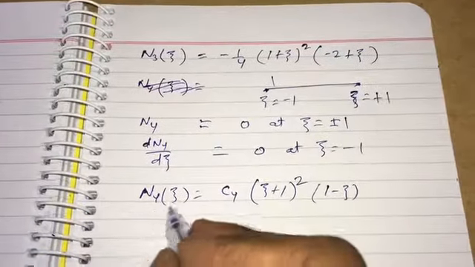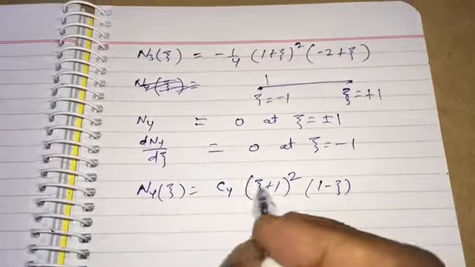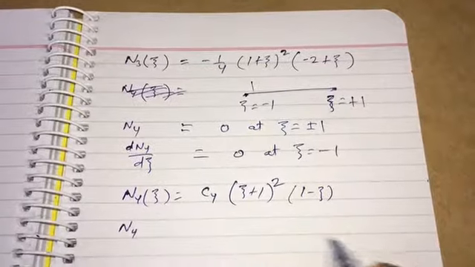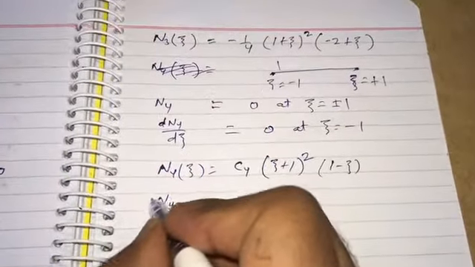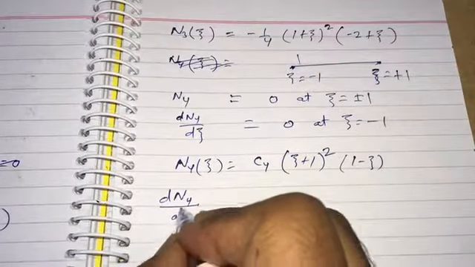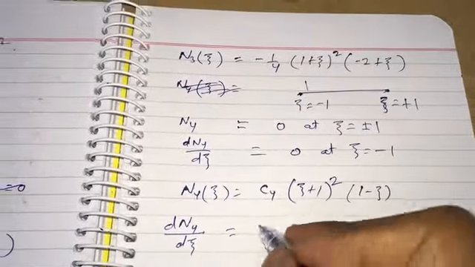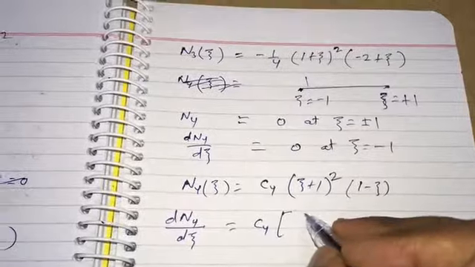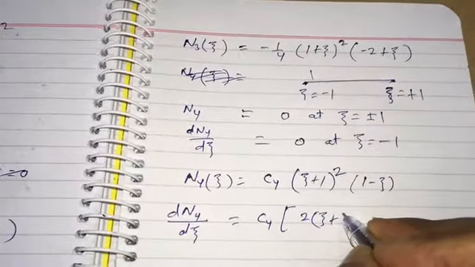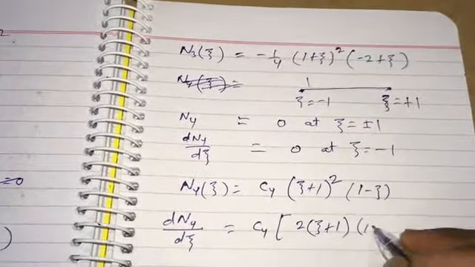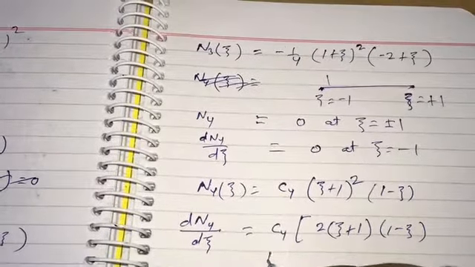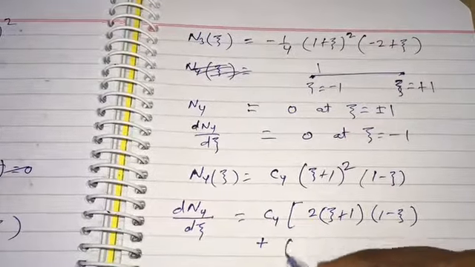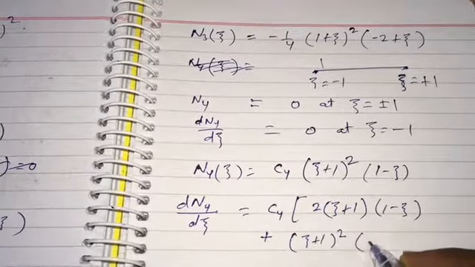Okay. Now the value of the slope of n4, so dn4 over d xi equal to C4 times 2 xi plus 1, minus xi plus xi plus 1 square minus 1.